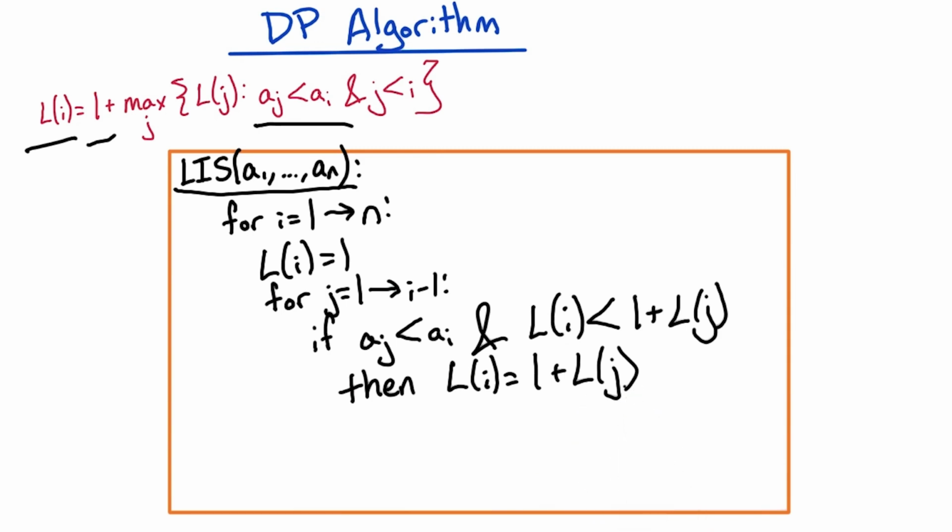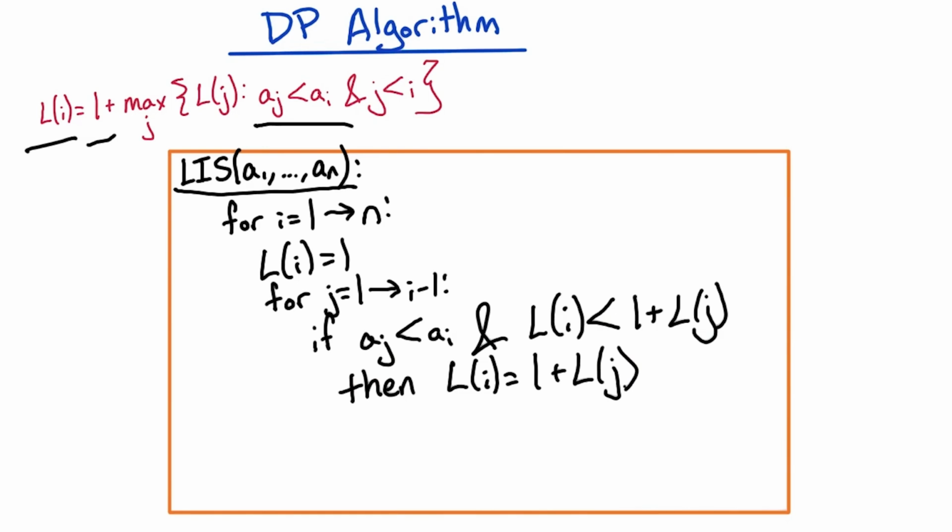Now we've given an algorithm which defines our table L. But what is the solution that we're trying to output from this algorithm? For the case of Fibonacci numbers, it was the last entry in the table. In this case, the last entry of the table is the longest increasing subsequence ending at AN.